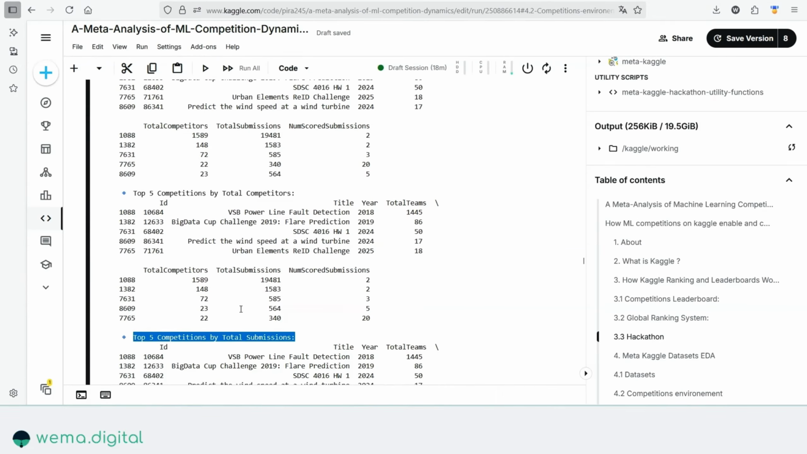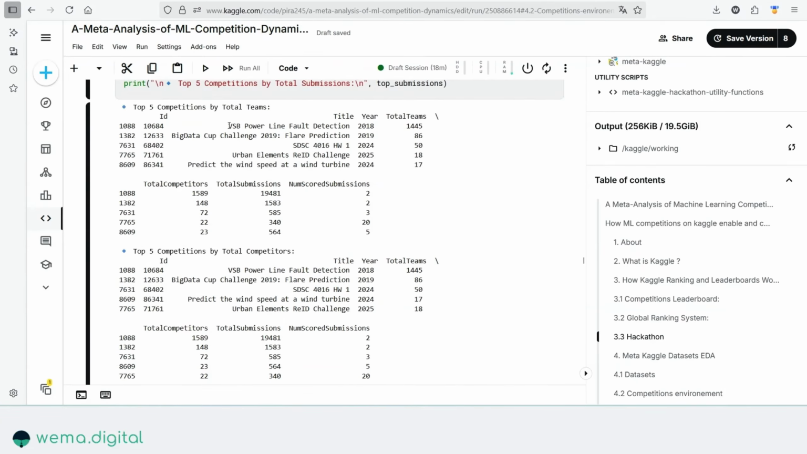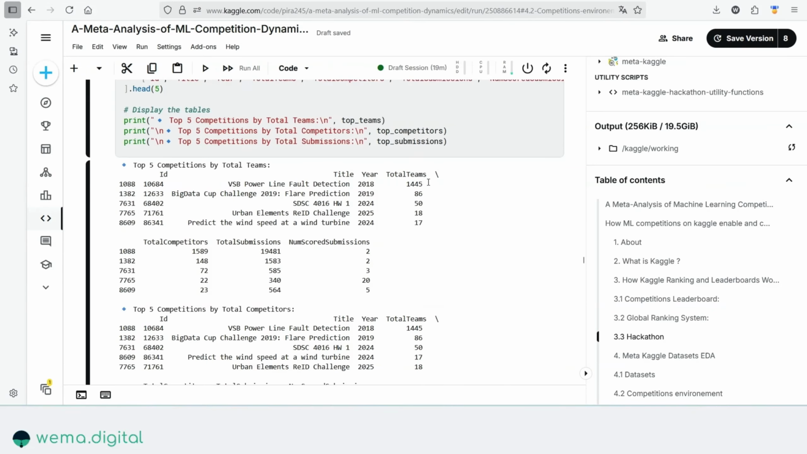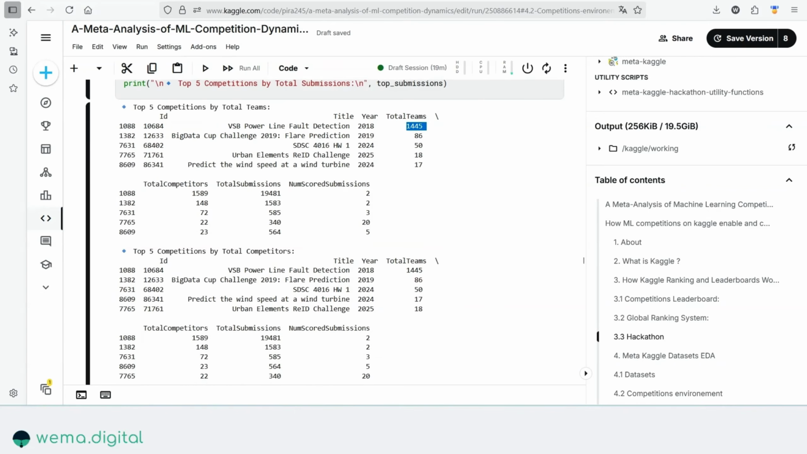A competition stands out among the group of maintenance and energy sector related contests. As you can see here, the title words indicate industrial activity and dedicated machinery: power line fault detection, flare prediction, wind speed at wind turbine, and so on. Power line fault detection, held in 2018, was identified as a successful competition to further explore the community-driven development and team dynamics.